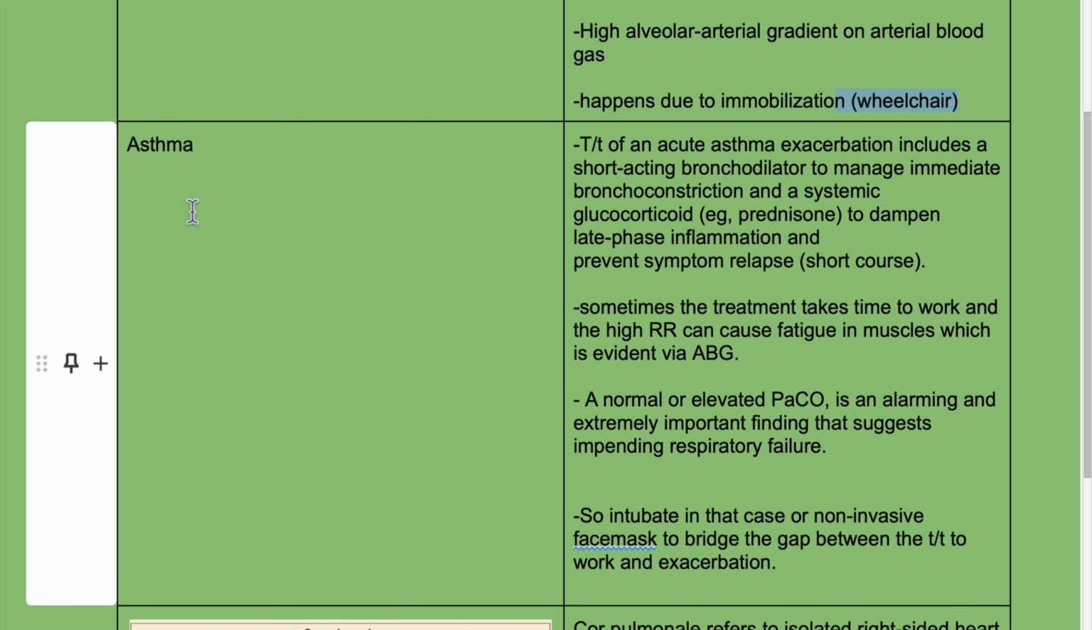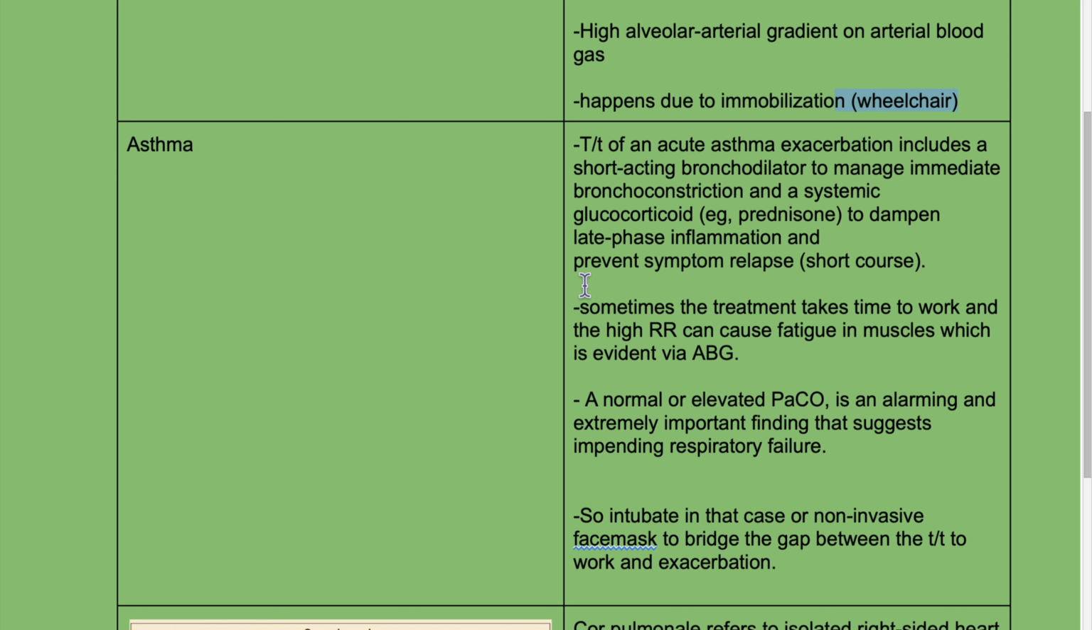Okay. Asthma. Treatment of an acute asthma exacerbation includes a short-acting bronchodilator, right, albuterol, to manage immediate bronchoconstriction, and a systemic glucocorticoid, like prednisone, to dampen the late phase inflammation and prevent symptom relapse. It is usually a short course of glucocorticoids. Sometimes the treatment takes time to work, and the high respiratory rate can cause fatigue in muscles, which is evident via ABG.